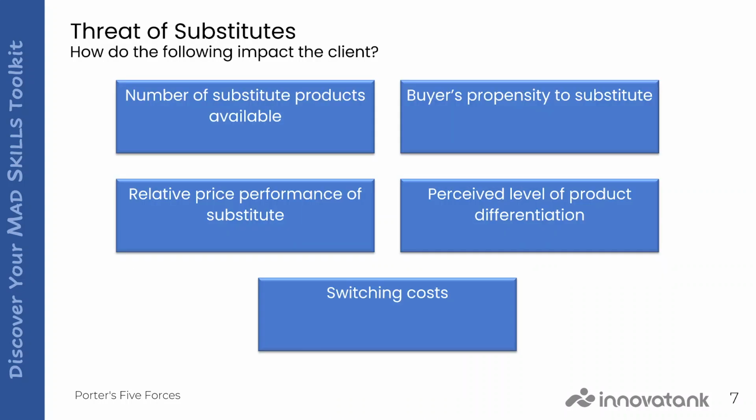What about the threat of substitutes? The number of substitute products available, the buyer's propensity to substitute, the relative price performance of the substitute, and the perceived level of product differentiation. In a lot of cases, this comes down to quality or value for price. And then again, switching costs: what's the cost to a buyer switching to another product, or for the focal company switching to another product.